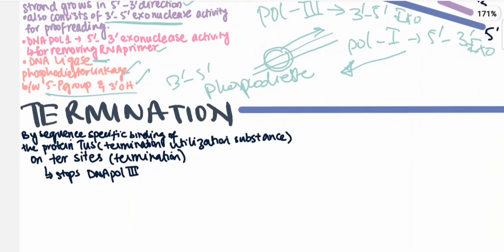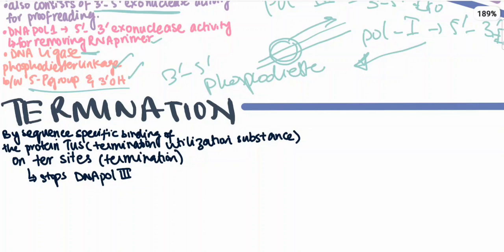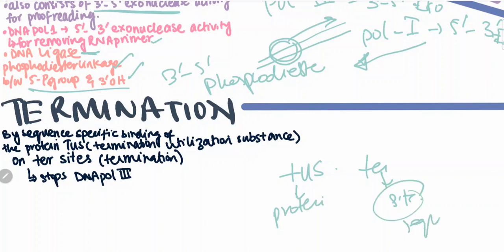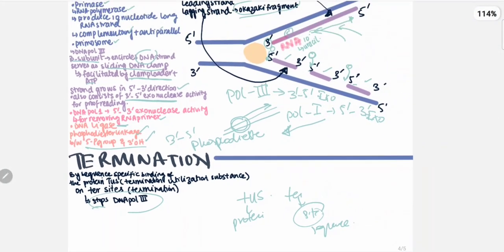The last step is termination, and termination is by the sequence specific binding of Tus. So we have Tus protein on the Ter site. So Tus is the sequence, and Ter is the site. Tus is the protein. I'm very sorry. Tus is a protein and Ter is the sequence site. And it stops the DNA polymerase 3.